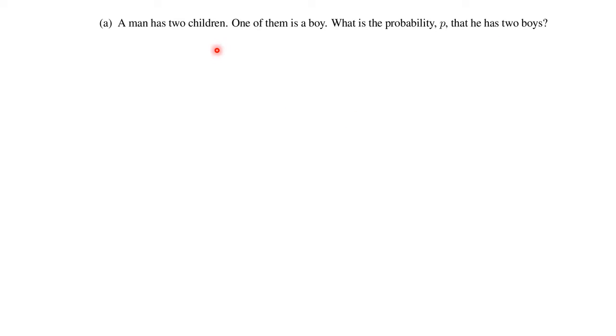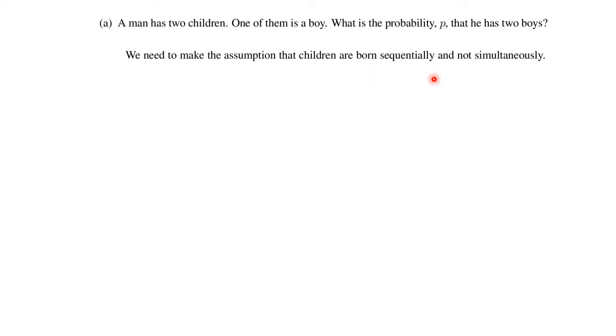A man has two children. One of them is a boy. What is the probability that he has two boys? Let's make an assumption that children are born sequentially. There's going to be a firstborn and a secondborn.